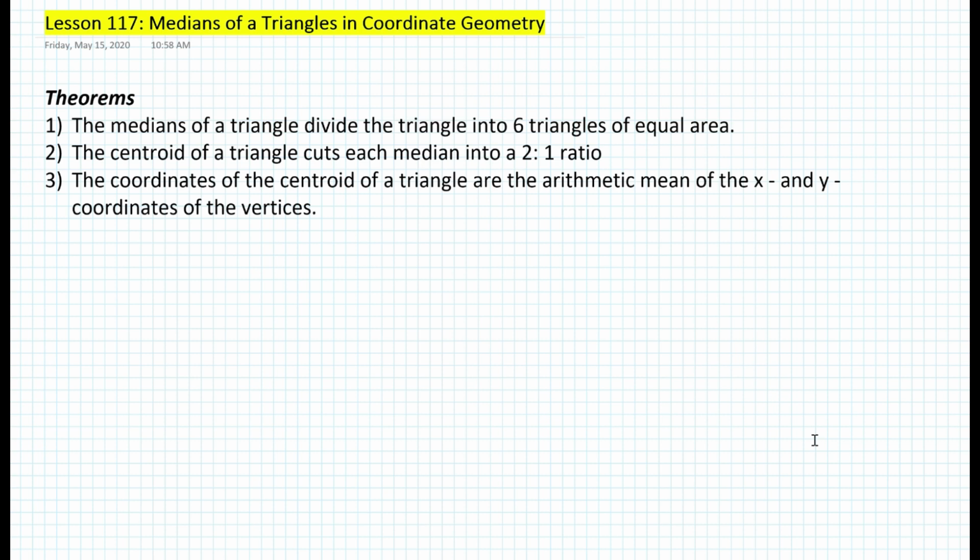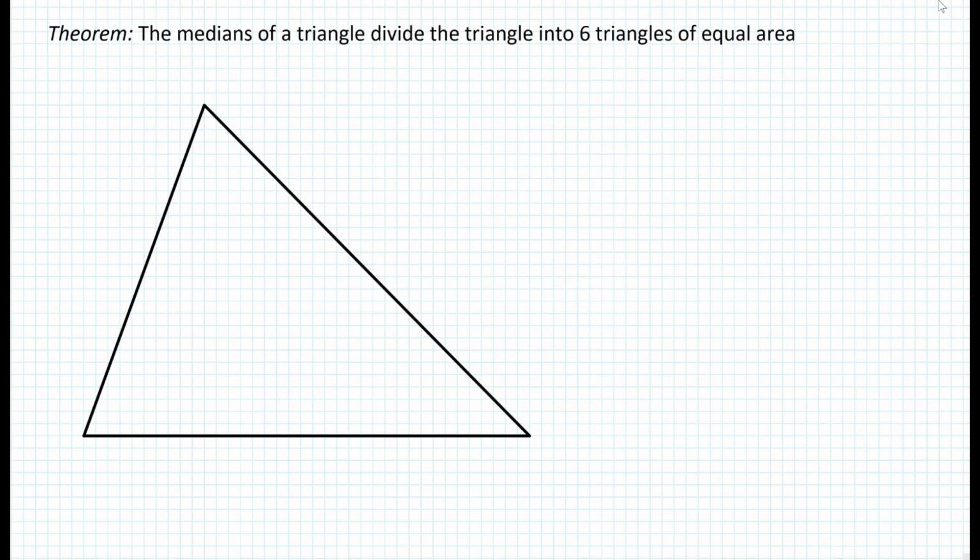So first, we'll prove these theorems, and then we'll look at some examples. So let's get started with the first theorem. The medians of a triangle divide the triangle into 6 triangles of equal area. Now here's the word medians. What is a median of a triangle?